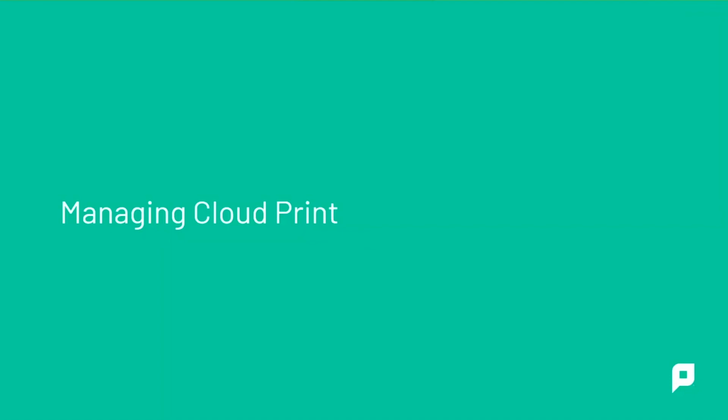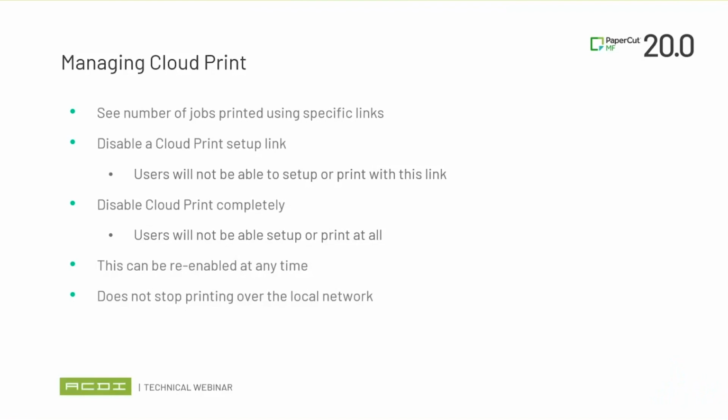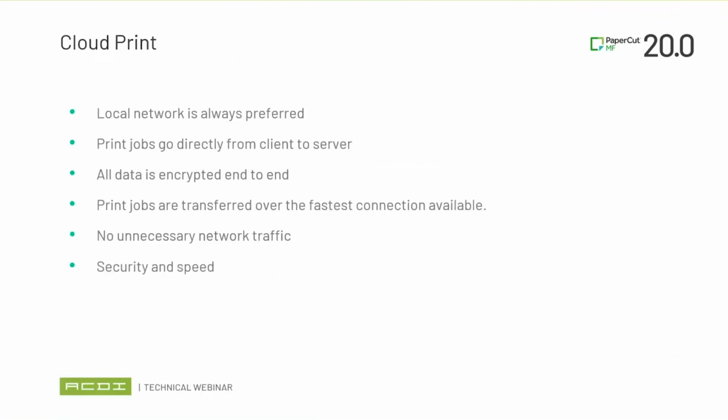So now let's take a look at how to manage Mobility Print's cloud printing. You will have a lot of control over the cloud print environment, where you'll also be able to see the number of jobs printed using specific links. Each link can be disabled, so a user will not be able to access the setup page, or you can prevent printing completely. And then any link can easily be re-enabled, none of this affecting the local printing that's already going on. Here are the details about that transmission.